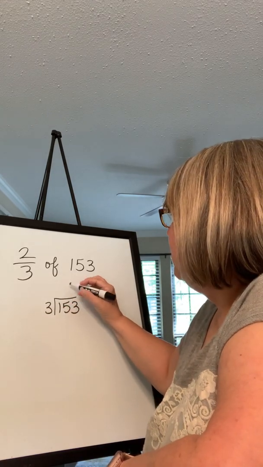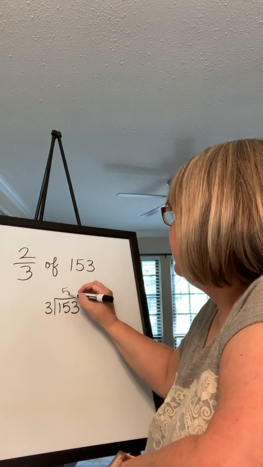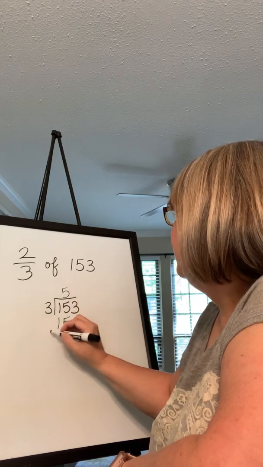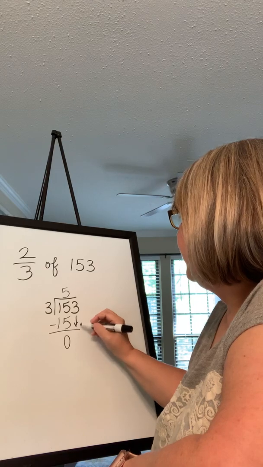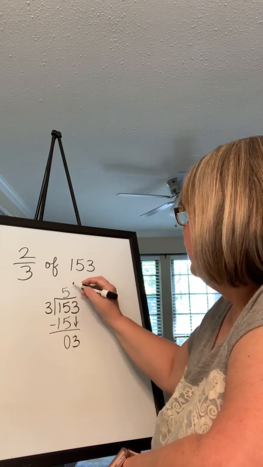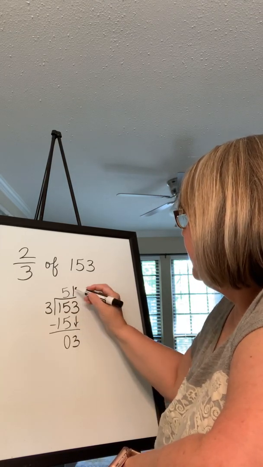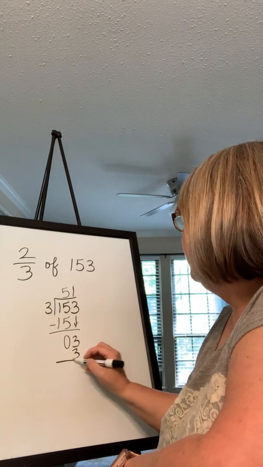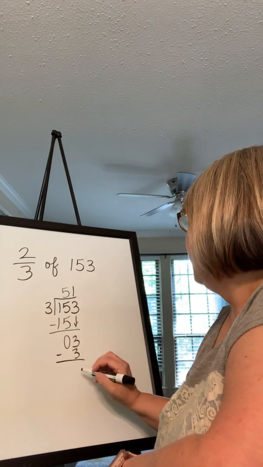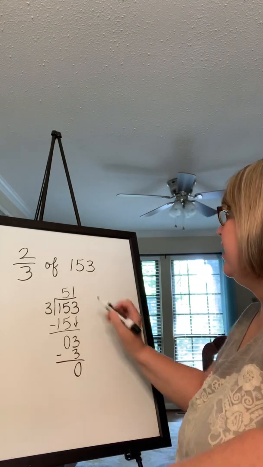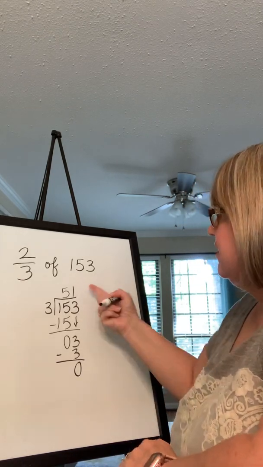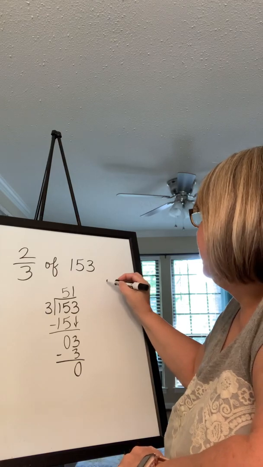3 will not fit into 1, it will fit into 15. 3 times 5 is 15. Subtract 0, bring down your 3. 3 will fit into 3 one time. 1 times 3 is 3. And 3 minus 3 is 0. Okay, so 51 is 1/3 of 153.